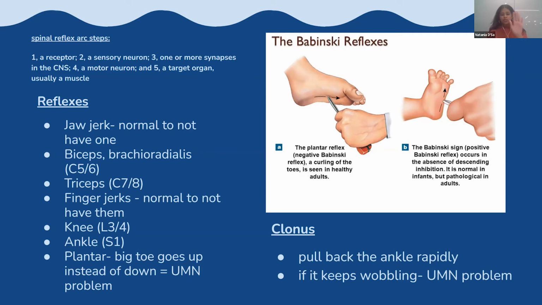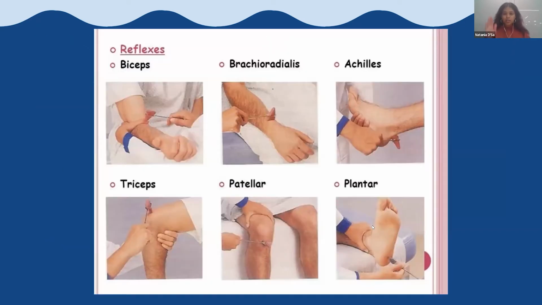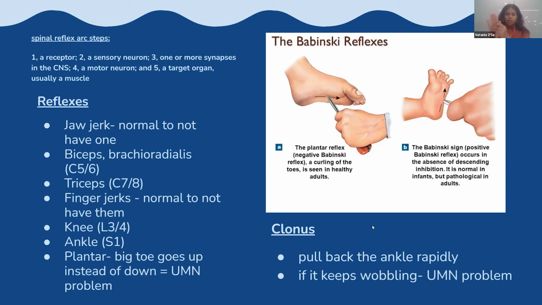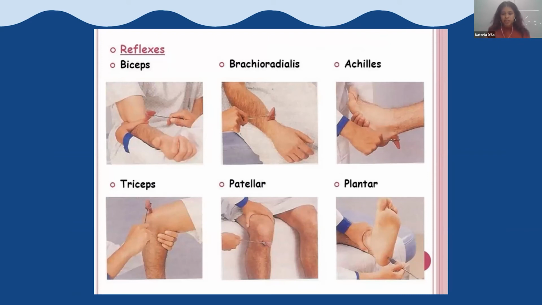So basically, if this is a foot here, you're going to run the back end or the stick part of your reflex stick and it comes across like this. And as it says here, if the big toe goes up instead of down, that means you've got an upper motor neuron problem. When you do the Babinski technique, you'll get that reflex. Moving on to clonus, say I've got a foot here, I'm just going to pull the ankle back rapidly like this. And if it keeps wobbling back and forth after you've done that, that's an upper motor neuron problem. Yep, and that's just a diagram of some of the reflexes for you to go through a bit later on if you'd like.